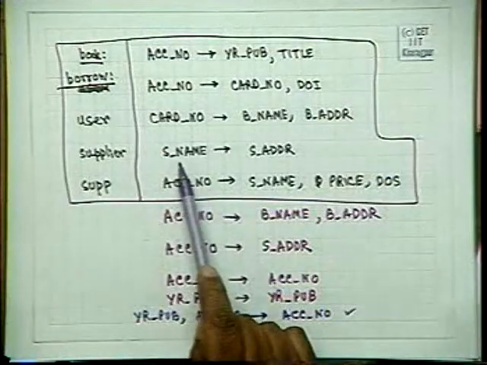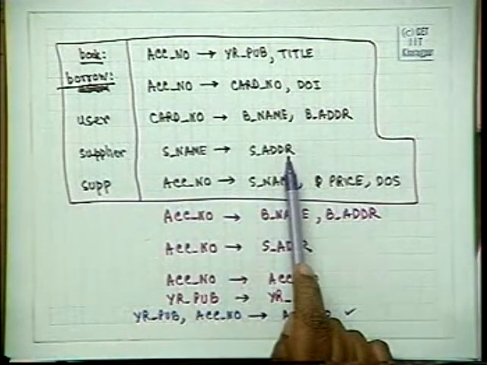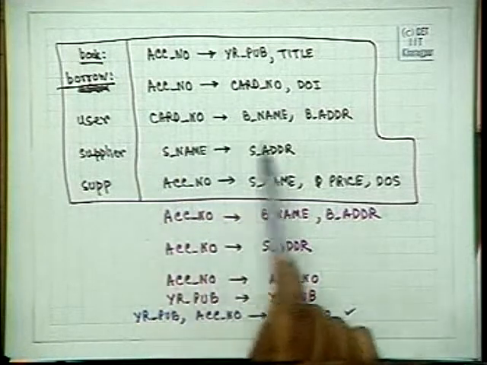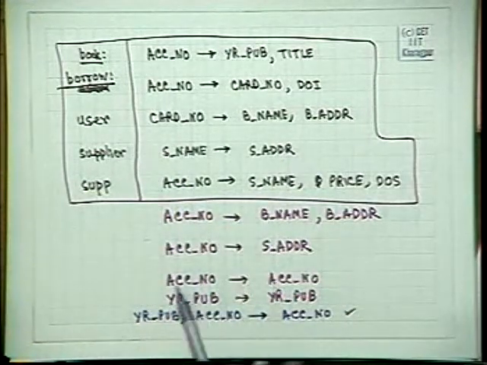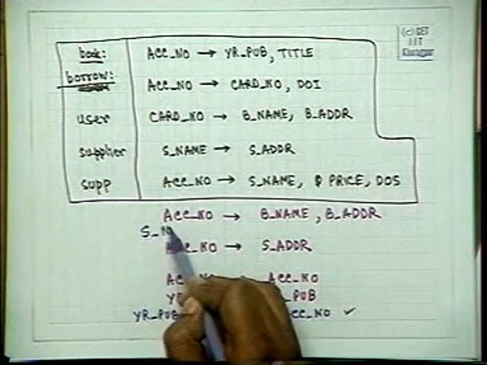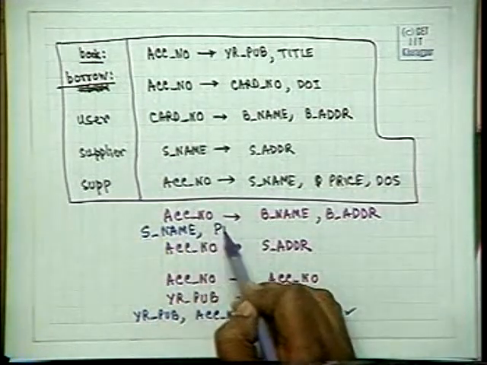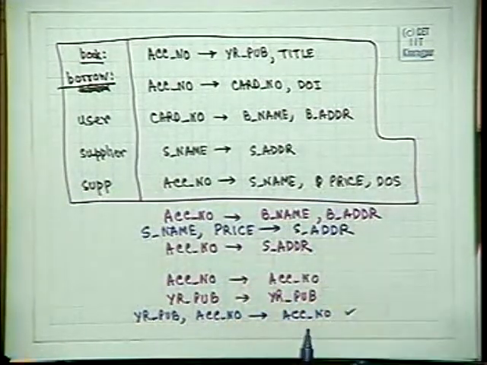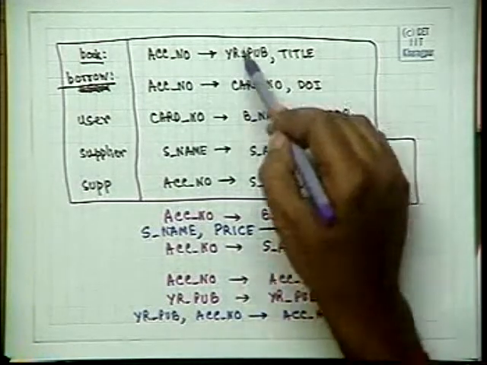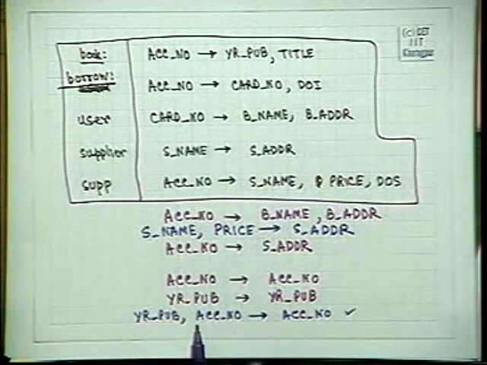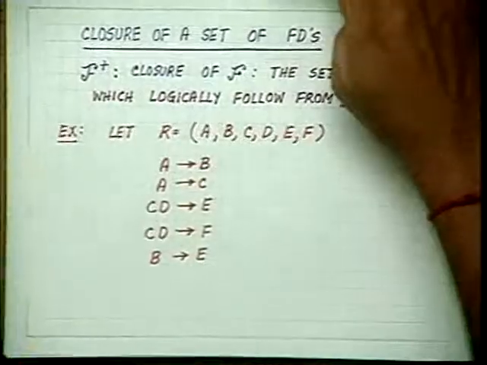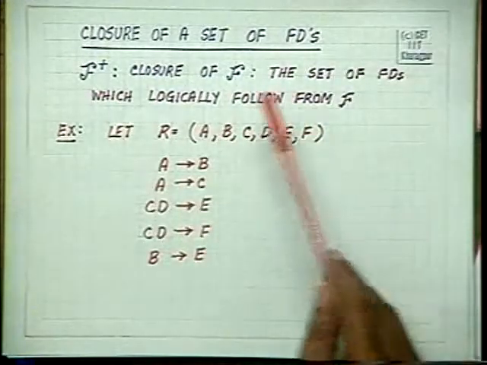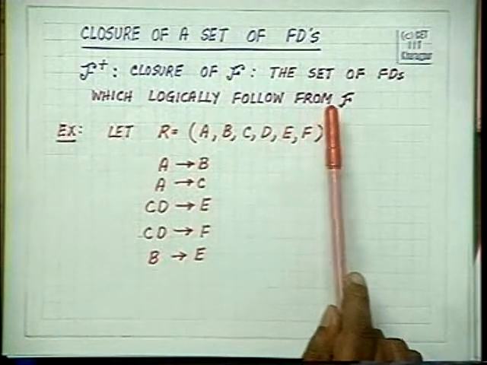Now, here many others will be applicable. S name, S address will imply S address. S name, price will also imply S address. That is also a functional dependency. S name, price gives S address. That is another functional dependency which logically follows from this set of functional dependencies. Therefore, closure F plus is the full set of functional dependencies which follow from F.